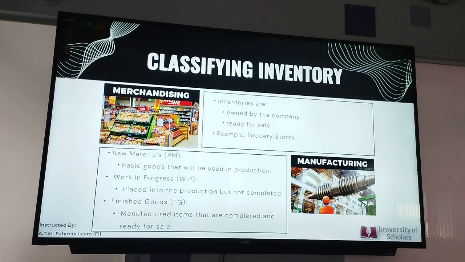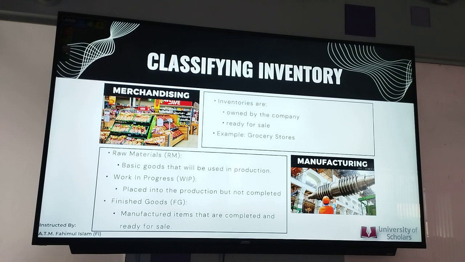Moving on to the manufacturing companies, they term their inventories in three steps. Those are raw materials, work in progress, and finished goods. What manufacturers do is buy raw materials from their suppliers or vendors. If we talk about a mobile company, for example Xiaomi, Apple or Samsung, they buy motherboards from different companies. They buy chips, processors, RAMs, storages from different companies, and those are raw materials for the company.